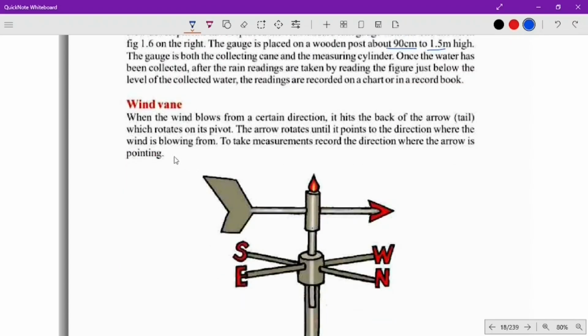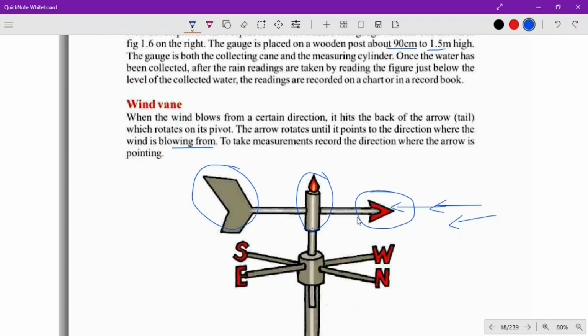Now we go to the wind vane. When the wind blows from a certain direction, it hits the back of the arrow. This back of the arrow is called the tail, and it will rotate on its pivot. Here's the pivot. The arrow rotates until it points to the direction where the wind is blowing from. So this arrow is going to show us where the wind is coming from.